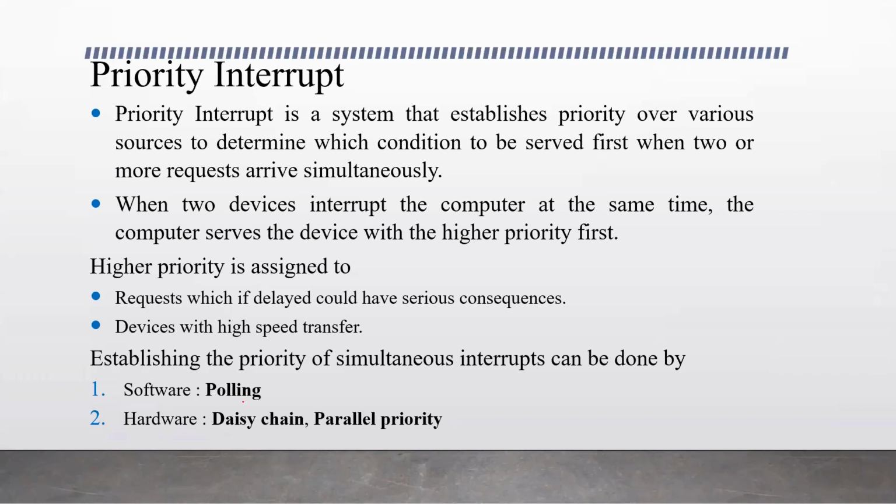Polling is a method that uses software. And the methods that use hardware are daisy chaining and parallel priority. Okay, this is what we are going to discuss. And before that, polling, we discussed this method. Polling uses software.